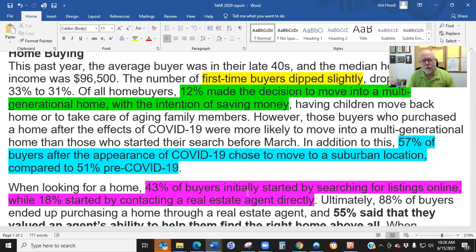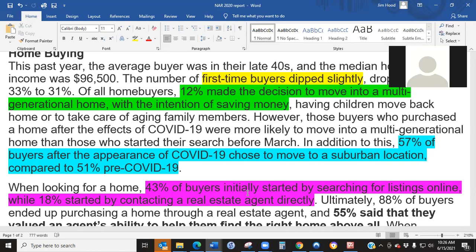Does that sound low to you? Yeah, what percentage is that? 43. No, that's way too low. Where are the other 50% looking? That's like 1995 numbers there.